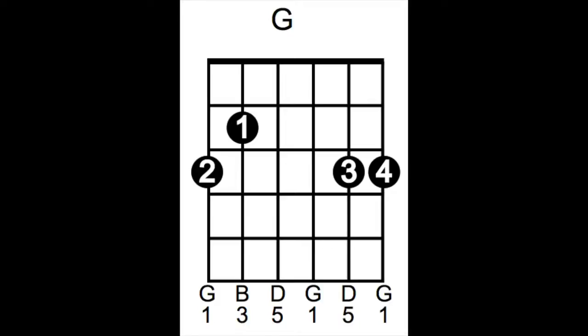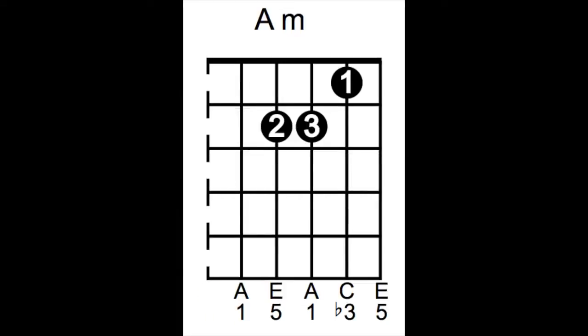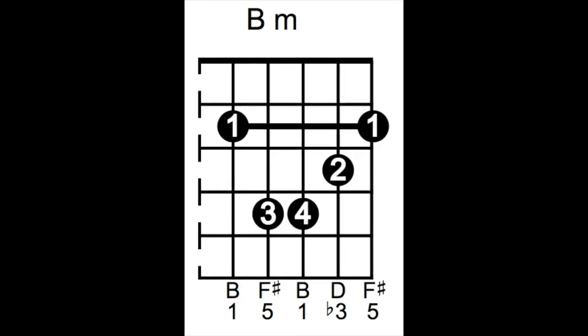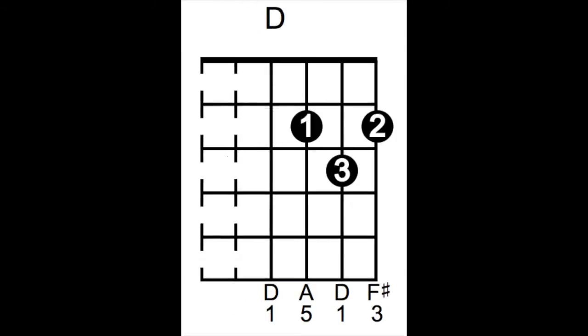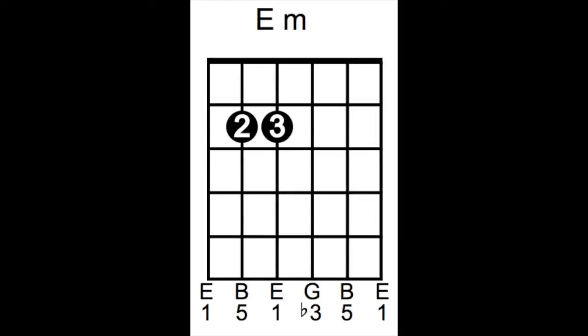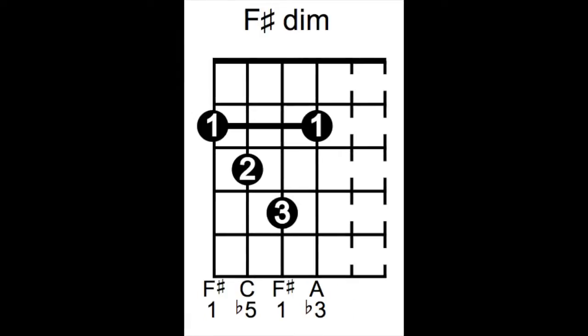So what we have is G as our first chord, A minor as our second chord, B minor as our third chord, C as our fourth chord, D as our fifth chord, E minor as our sixth chord, and F sharp diminished as our 7th chord, and then back to G.